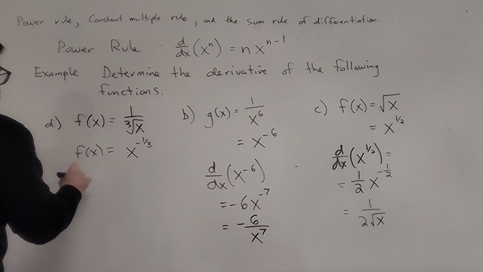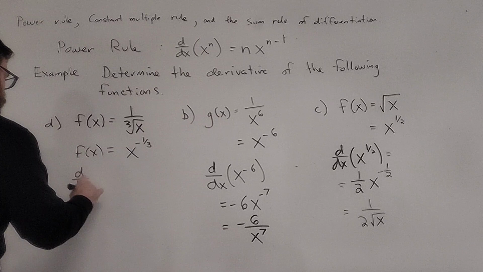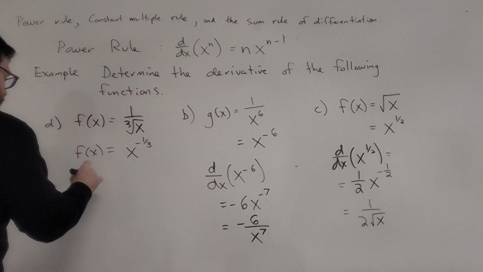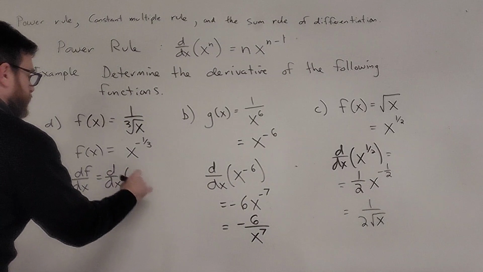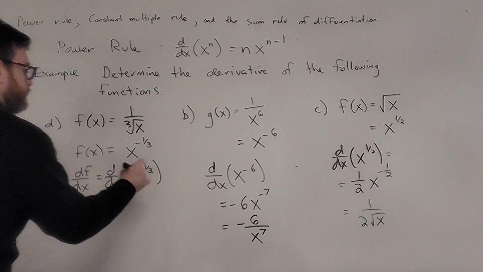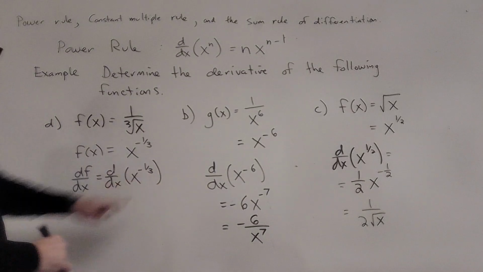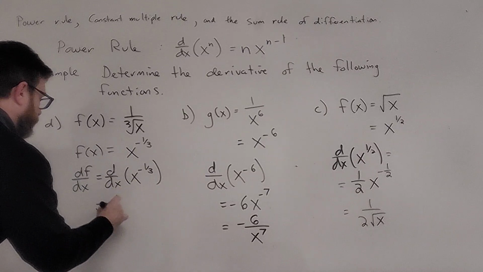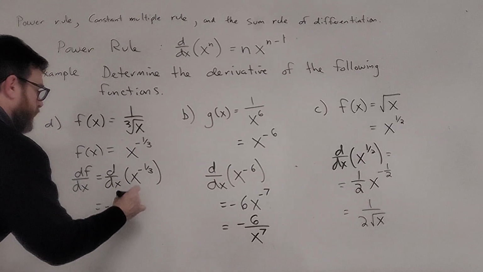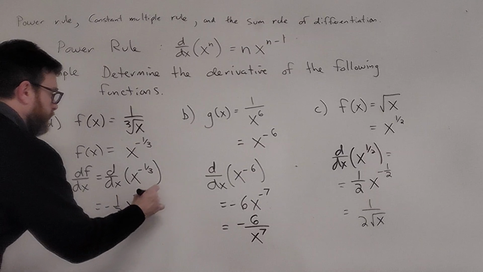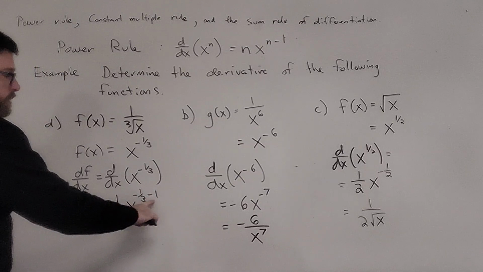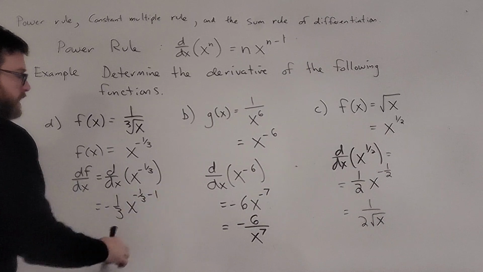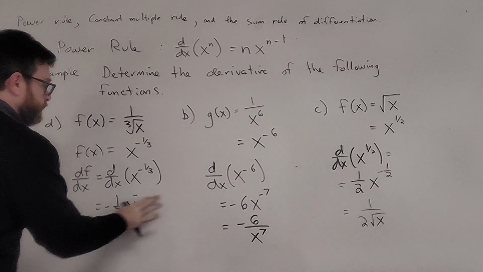Now I need to take the derivative of this thing. So the derivative of f of x, or you can say df dx, is going to be the derivative with respect to x of this x to the minus 1/3. Bringing that power out front, this is going to be negative 1/3 x to the, now remember I have negative 1/3 minus 1. You have to drop it by 1. So negative 1/3 minus 3/3 is going to be minus 4/3.